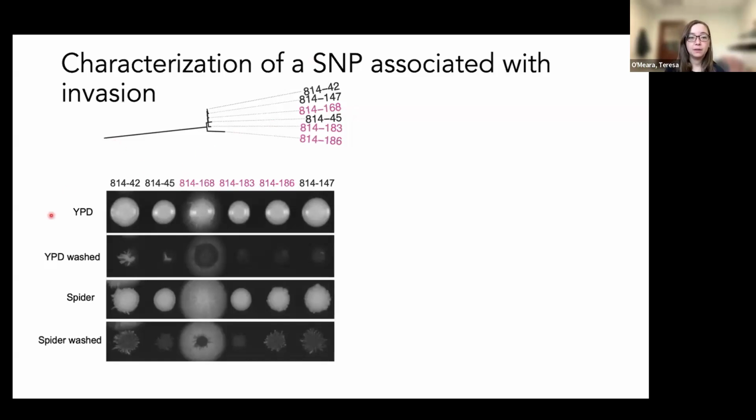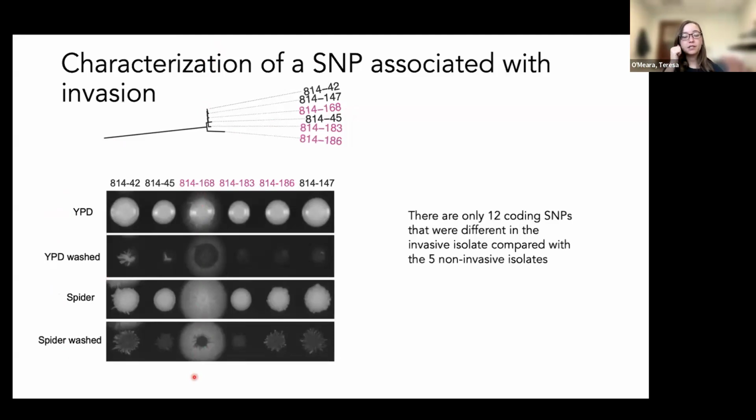So here, what I'm showing you in more detail is their colony morphology on YPD. And then after you wash it away, you can see how many hyphae have invaded into the agar, in spider media, which is a more filamentation-inducing medium, and again, after you wash it away. And you can see that this particular isolate was the only one in that set that had a hyperinvasive phenotype. And so when we looked at the sequence of these 7 strains, we could identify only 12 coding SNPs that were different just in the invasive isolate compared to all of the other non-invasive isolates.